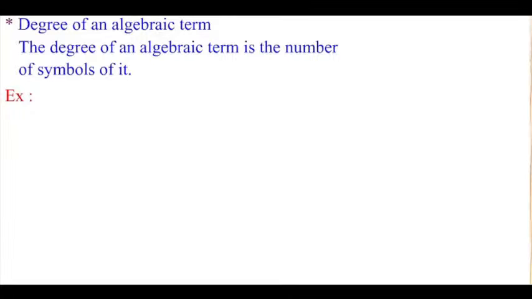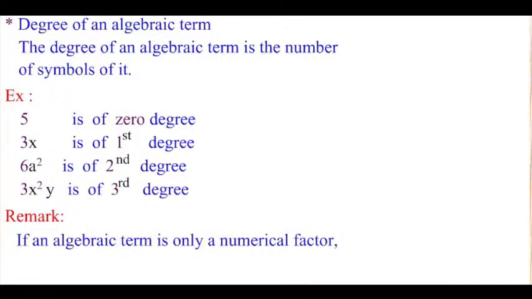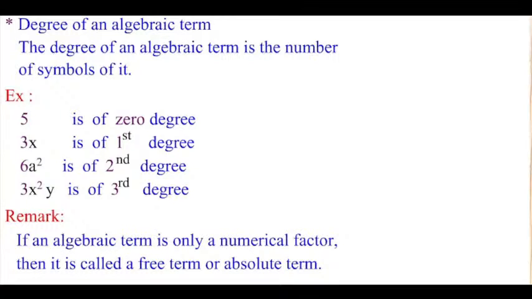Example, 5 is of 0 degree. 3x is of the first degree. 6a squared is of the second degree. 3x squared y is of the third degree. Remark, if an algebraic term is only a numerical factor, then it's called a free term or absolute term.